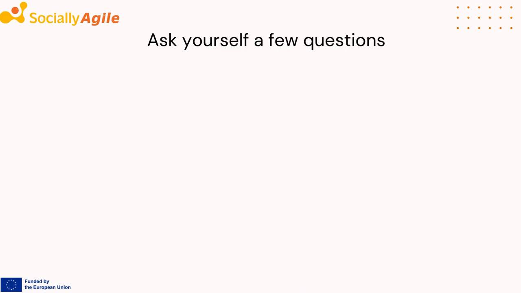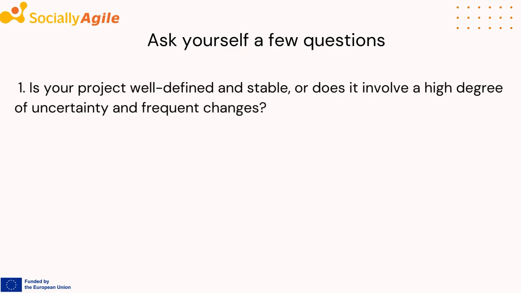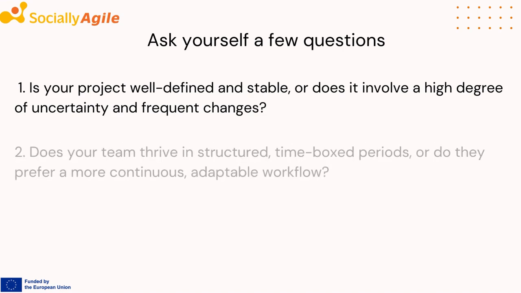Now, it's time to consider your specific project and team. To determine which approach, Scrum or Kanban, is more effective, you can ask yourself a few questions. 1. Project stability. Is your project well-defined and stable, or does it involve a high degree of uncertainty and frequent changes? Scrum's structured sprints can be beneficial when the project is relatively stable, while Kanban's flexibility may be preferred in more unpredictable environments.